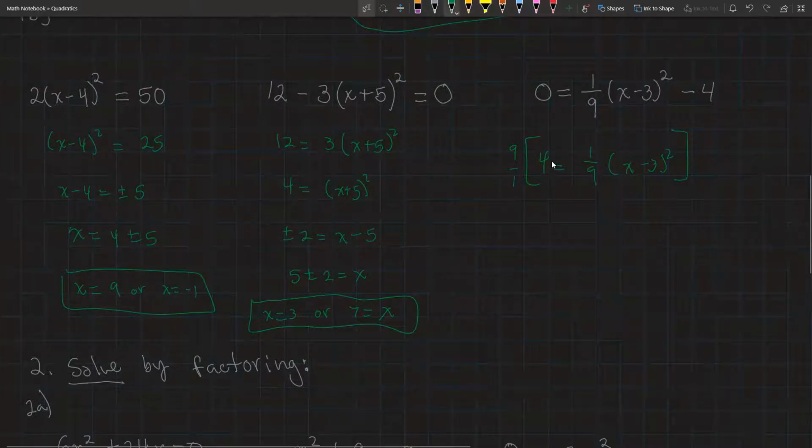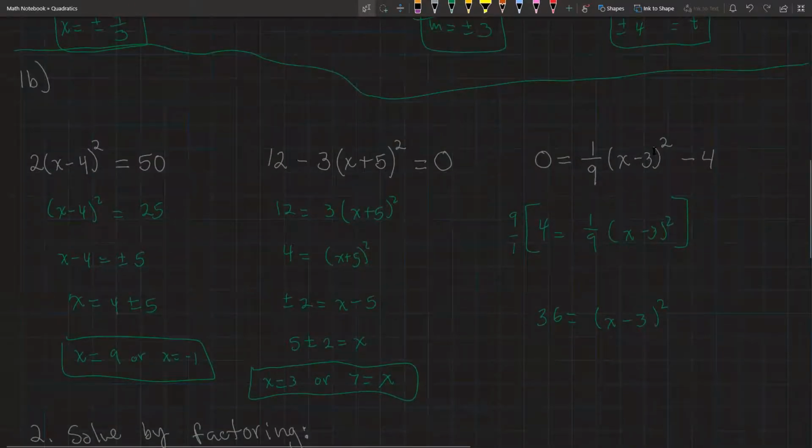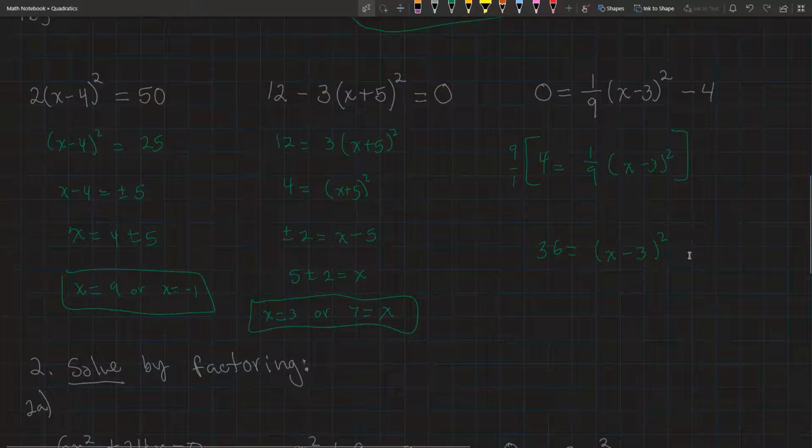And 9 times 4 is 36 for the left side. Is equal to, and the reason why I wrote 9 over 1 is because 9 over 1 times 1 over 9 is just 1. Or it gives us 1 times something squared. The something is still x minus 3. And now we're at a place that we're really comfortable. This was the hardest part. This is very simple from here.